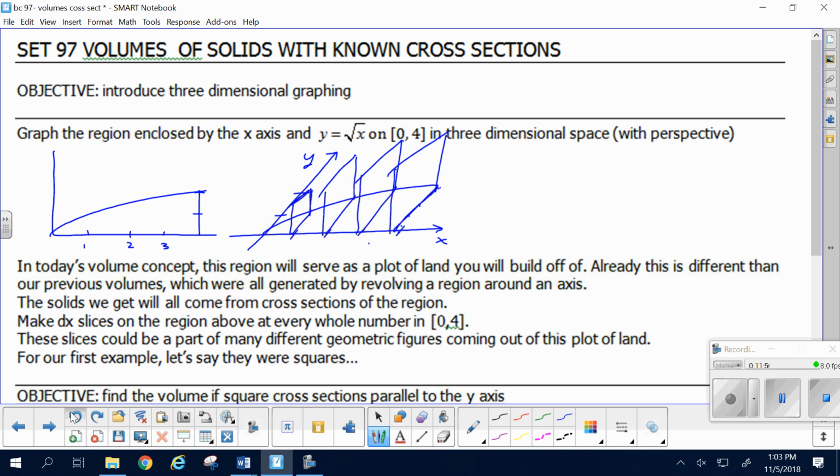I understand you can't do this, but I will. Say instead of squares, it was triangles. Then you'd get this ridge like that. Or maybe semicircles.